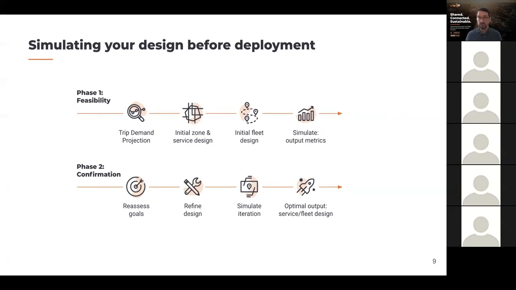Quickly, just taking these points in turn then, first thing we need to do is the trip demand projection. So you might already have data from an existing service. In the case of Just Go, we had data from the Coal Connect community transport service. If you don't have that, there's enough experience around now with launching similar schemes that we can begin to model demand ranges. The next few steps look at initial zone, service, and fleet design.